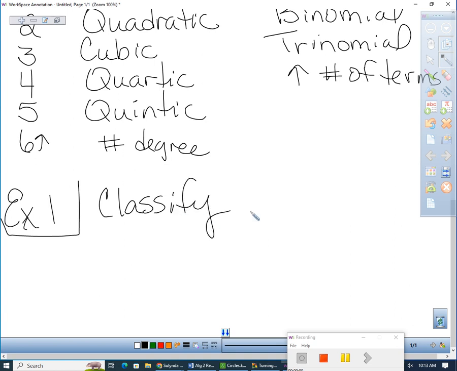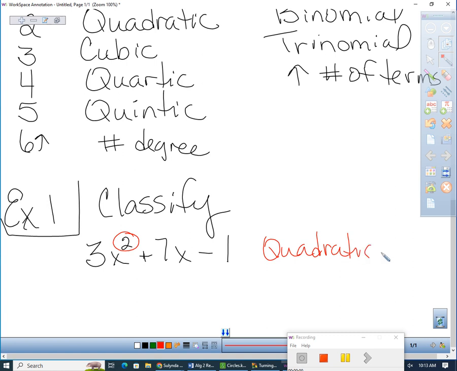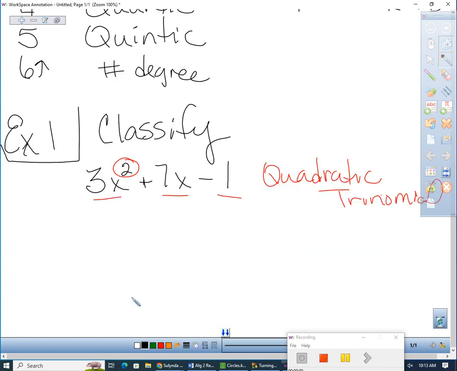Classify. So let's say I have 3x squared plus 7x minus 1. My highest degree is a 2. So I look in my list at 2, quadratic. And then it has 1, 2, 3 terms. So it's a trinomial. Bless you. This is a quadratic trinomial.